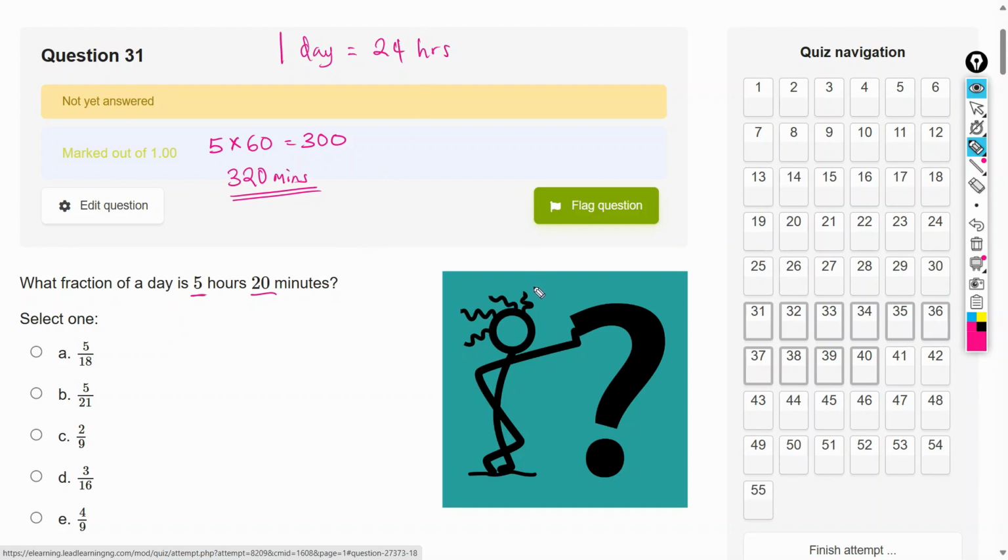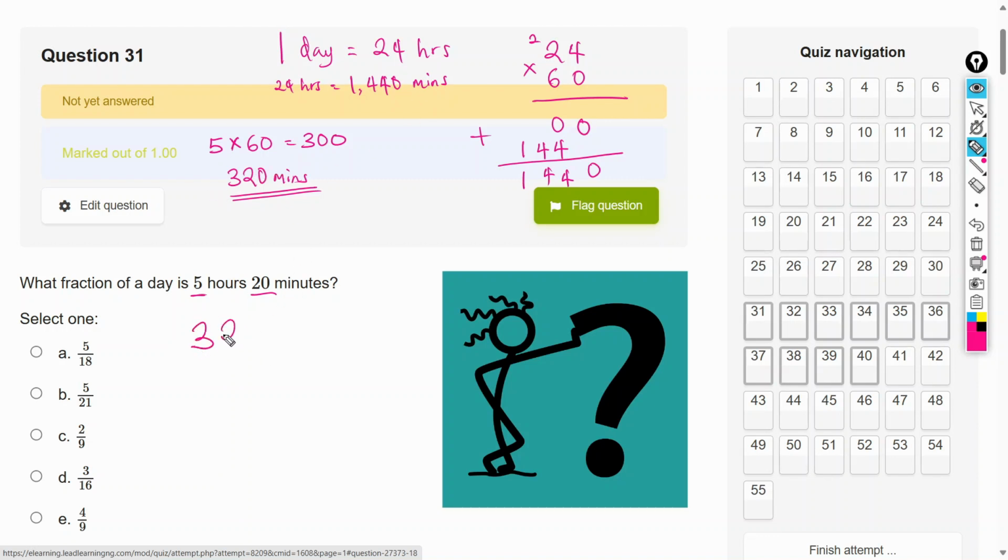Now, let's figure out 24 hours in minutes. That is 24 times 60. 0 times 4 is 0, 0 times 2 is 0, 6 times 4 is 24, write 4, carry 2. 6 times 2 is 12, plus 2, that's 14. So that's 1,440. So 24 hours is equal to 1,440 minutes. So we want to figure out what fraction of 1,440 minutes is 320 minutes.